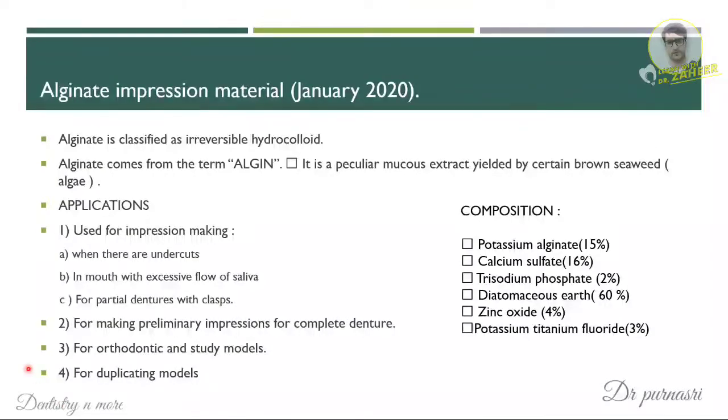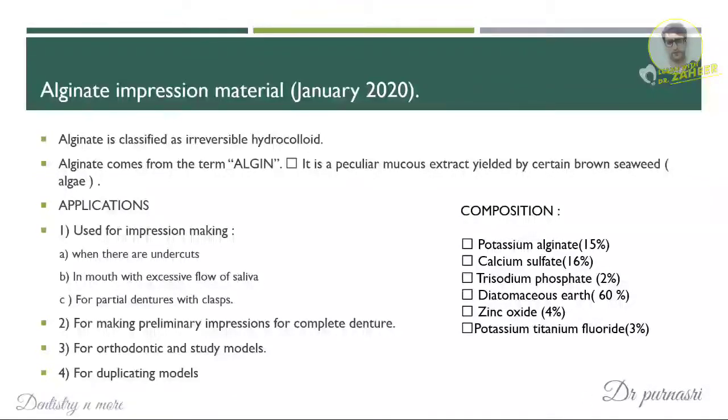The next question is alginate impression material. So alginate is classified under irreversible hydrocolloid impression materials. Alginate is derived from the term algin. Algin is a mucus extract that is obtained from the brown seaweed or the algae. Then you can write about the applications of the alginate, and this you must be knowing: for impression making, for primary impressions in CD, and orthodontic study models, for duplicating models. Then the composition, you have to remember this composition. Sometimes this can also be asked as a short note.